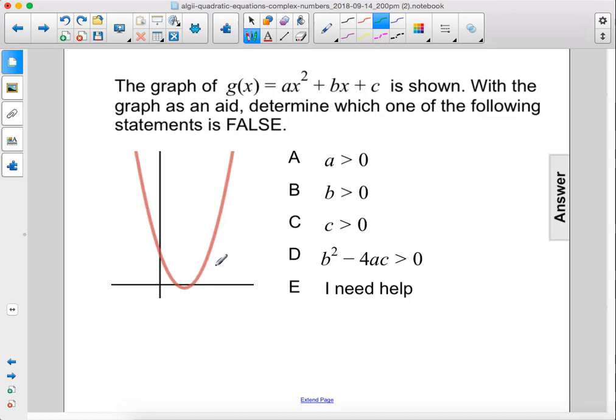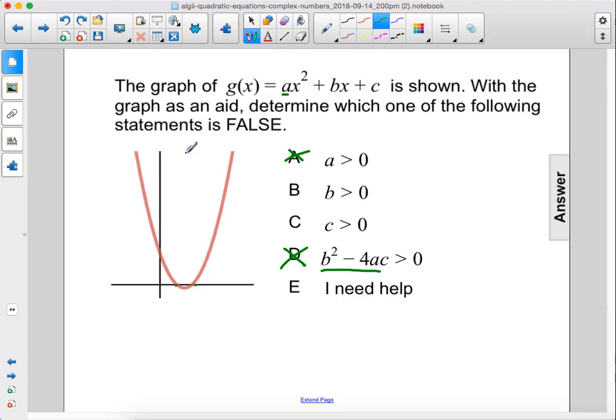Alright, well right here we see that there are two solutions, which means that the discriminant is greater than 0, so this is true. So we can eliminate D immediately. Now, what about A? Whether A is positive or negative will determine whether the parabola is facing up or down. Because it is facing up, we know that A is greater than 0. So this is also true.